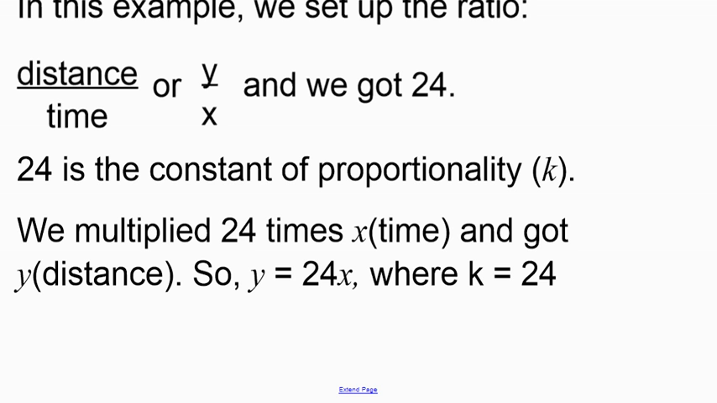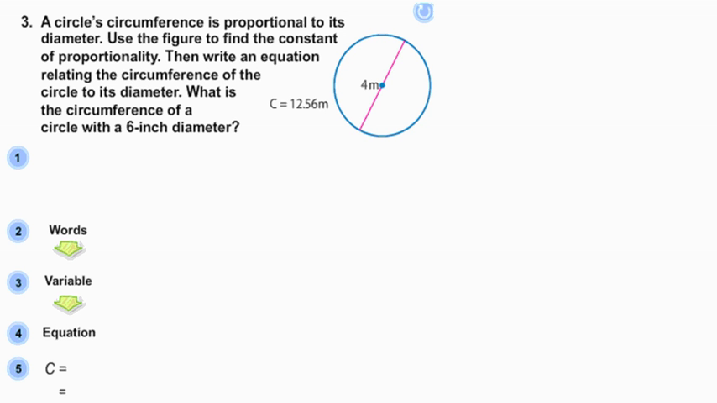I'm going to give you like 2 examples on this. So it says here, a circle's circumference is proportional to its diameter. Use the figure to find the constant of proportionality. Then write an equation relating the circumference of the circle to its diameter. What is the circumference of a circle with a 6-inch diameter? So this is a lot right here. There's so many things that they want you to do. They want you to find the constant of proportionality. Then they want you to write an equation. Then they want you to find a circumference of a different value.